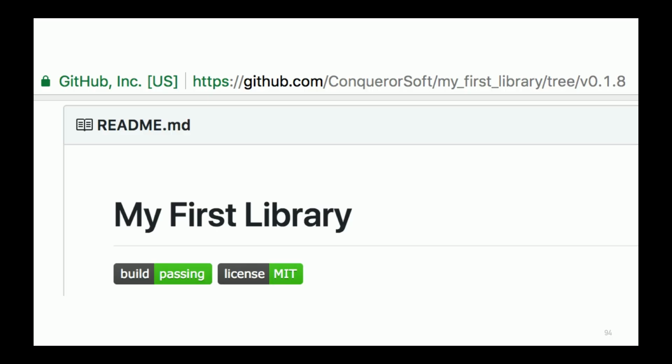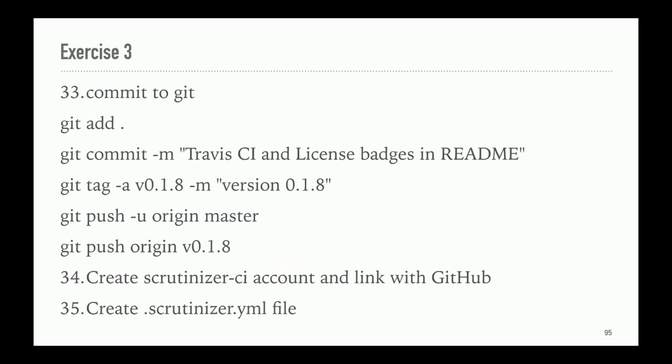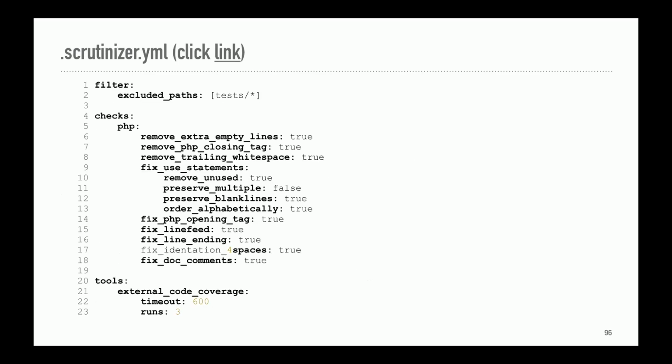So we can start integrating the badges that are provided by these continuous integration tools, right? So now we have that for Travis. And we would do a very similar process for Scrutinizer. So it would be like with the Scrutinizer account, we would have a different file because this time it is a different continuous integration tool, but we have the same configuration options.